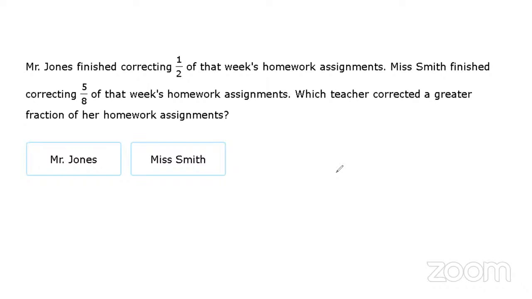All right, Mr. Jones or Miss Smith. So Mr. Jones corrected half of the homework assignments, and Miss Smith corrected 5/8. Who corrected more? Who corrected a greater fraction? All right, so here we have Mr. Jones, a half. We have Miss Smith's 5/8. What do we need to consider when we're answering this question? What's a very important point that we must acknowledge before we can answer this question?